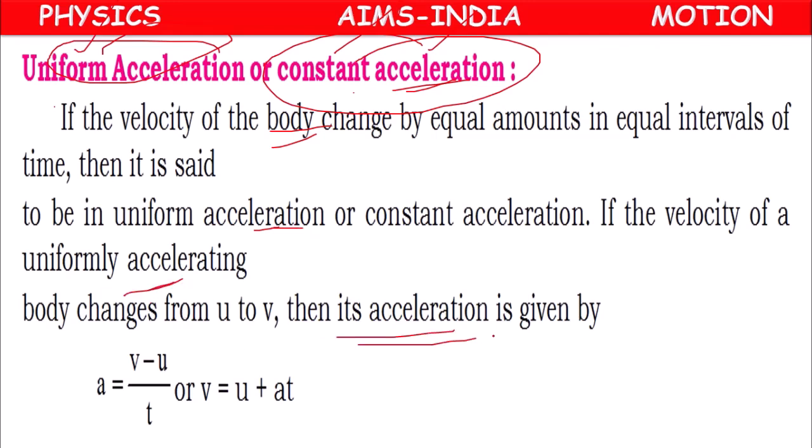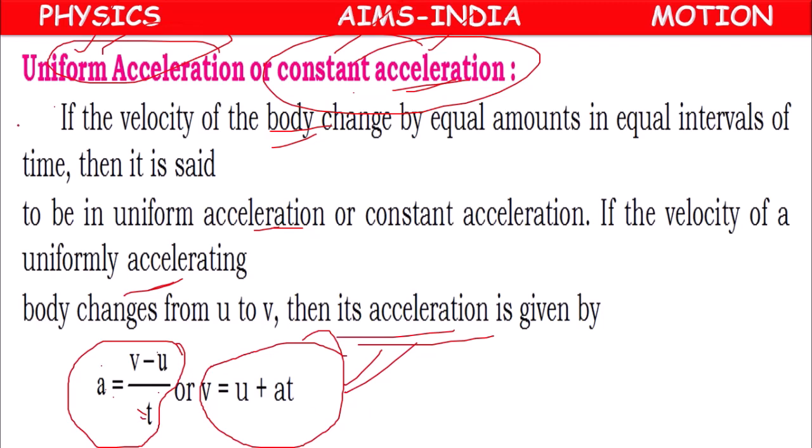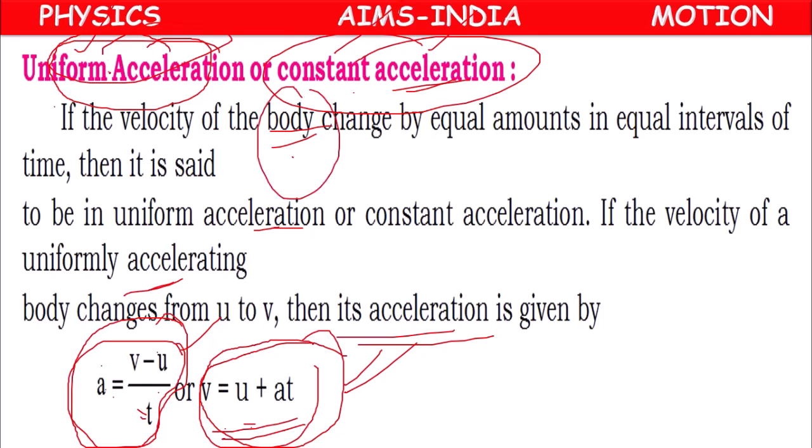So then the acceleration will be given by a equal to v minus u by t. Or t will go this side, a into t, at, or u will go this side, u plus at, v equal to u plus at. This formula will come. So whenever a body is traveling with uniform acceleration, for solving problems, we can apply these two formulas, a equal to v minus u by t or v equal to u plus at. For any object which is moving with uniform acceleration, for that kind of objects only, these formulas will be applicable.